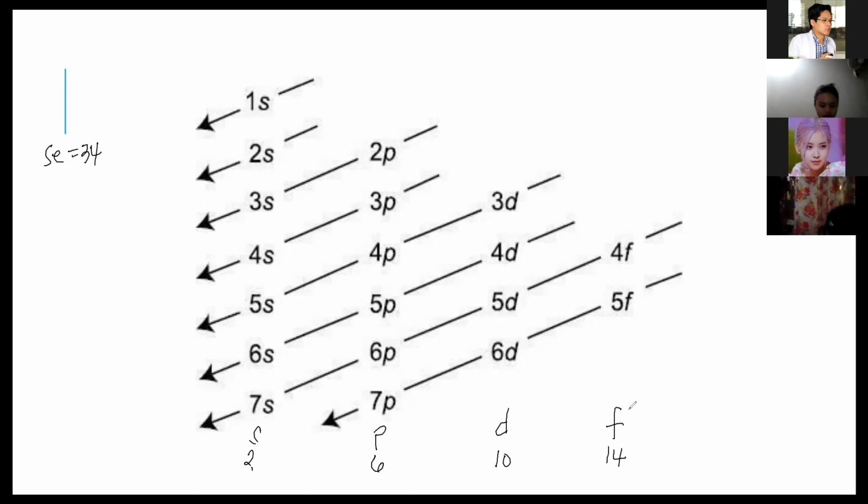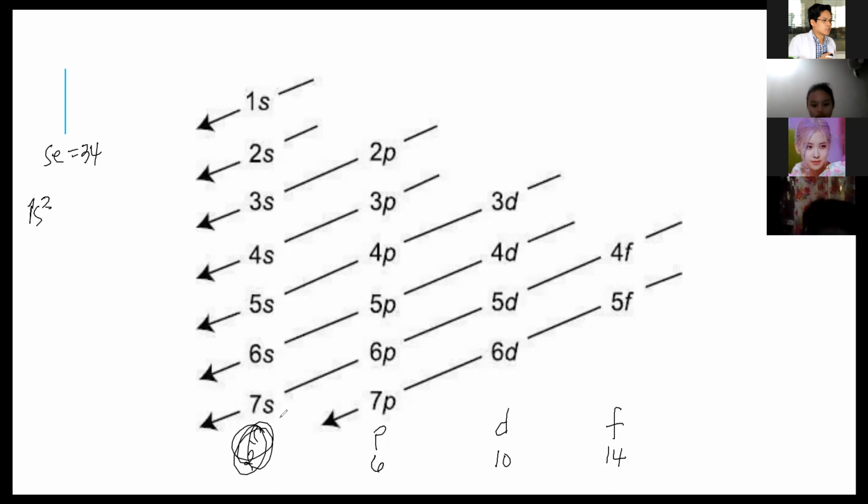Let's start with 1s. What is the maximum number of electrons that the s orbital can contain? 2, sir. Where did you get the 2? Here. It's 2.